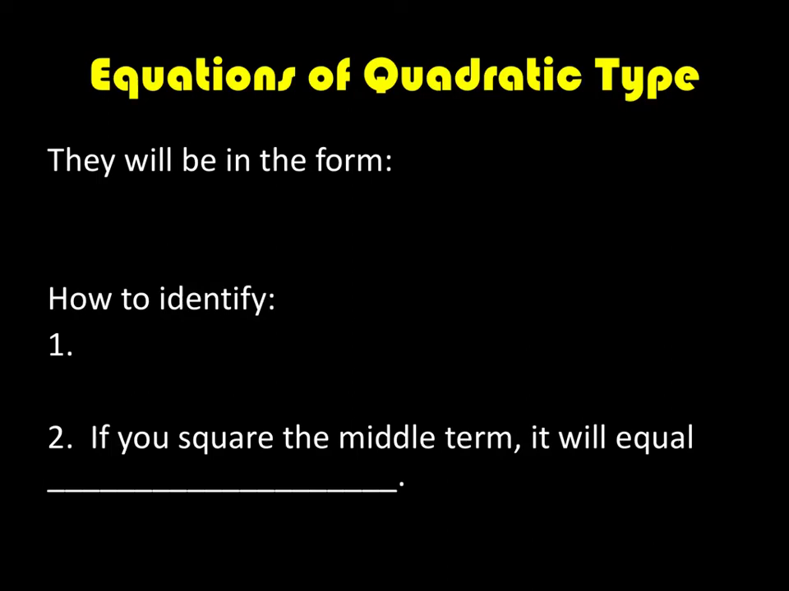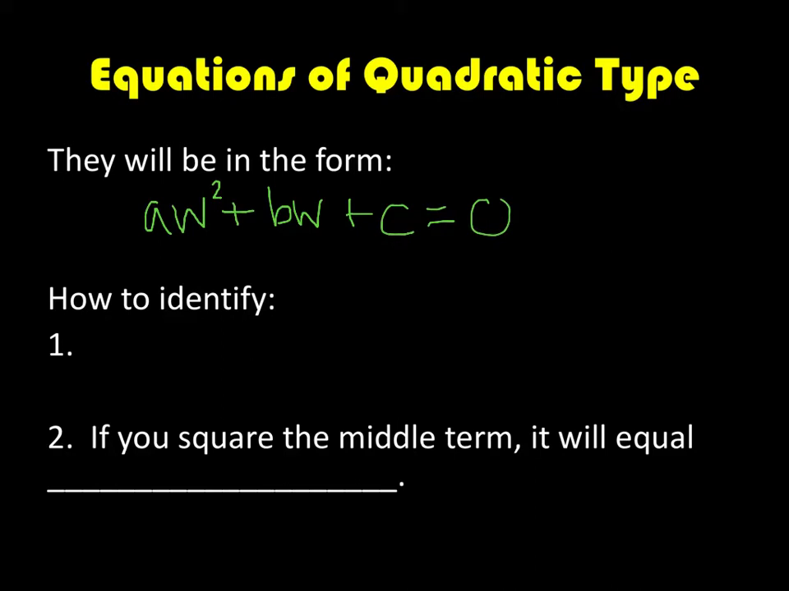Today we're going to cover equations of quadratic type. They're going to look very similar to quadratic equations. The difference is they no longer have a degree of 2. So they're still going to be in the form of a, and instead of x we're going to put w squared plus bw plus c equals 0.